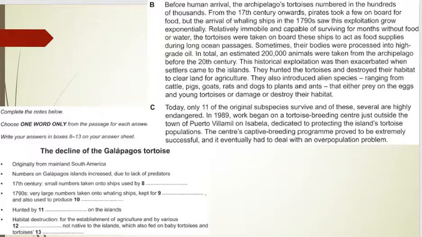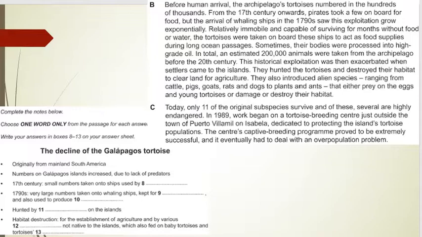Small, very large numbers taken into whaling ships kept for. So the very large numbers of tortoises were kept for what? Kept for some purpose, and also were used to produce dash. So they used the tortoises for two main purposes. What are they? As you can see, the answers follow in order.